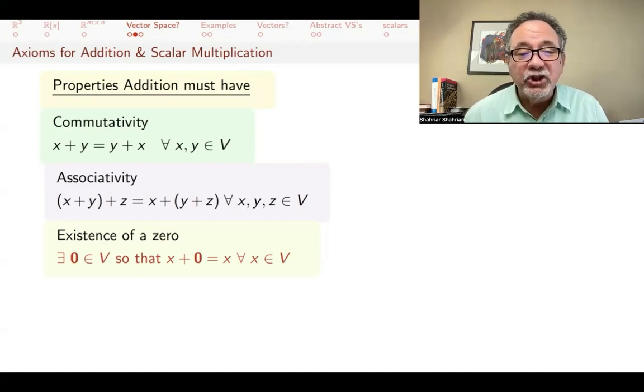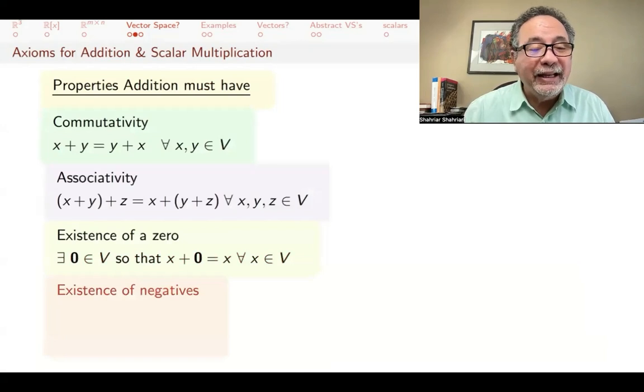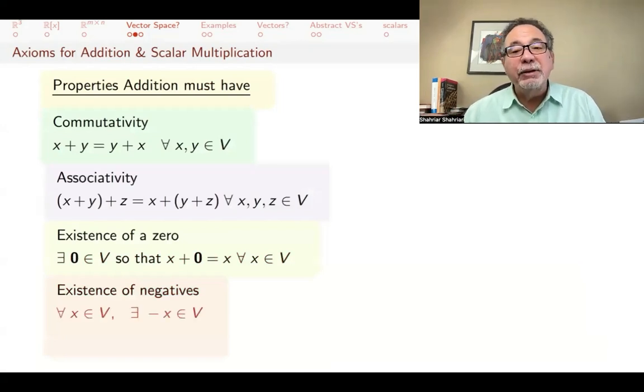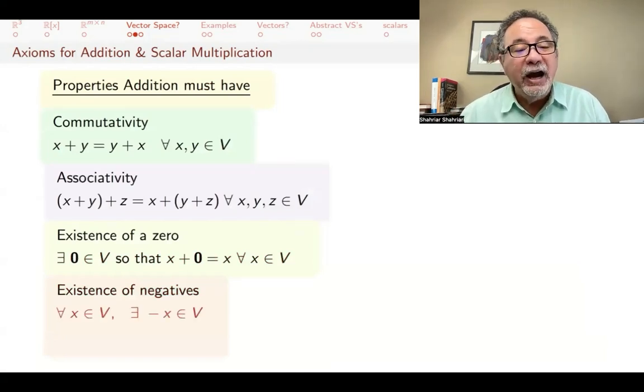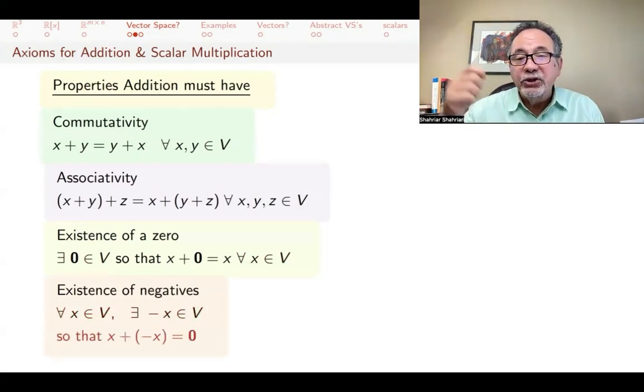It's not that someone can just declare "I'm a zero." They have to pass this test. It has to be that when you add them to other things, nothing happens. Also, there has to be a negative. For every element, there has to be a friend, or maybe it's better called an enemy, that when you add it, you get the zero. For every element in your vector space, you have to have some other element that when you add them, you get zero, and that other element we call minus x.